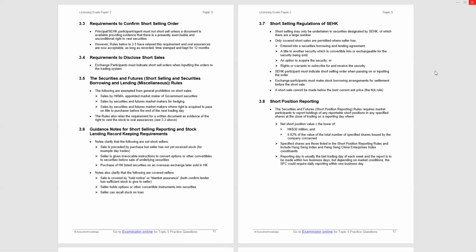But please be aware it has to be an American style call option, not a European style, because the European style call option can only be exercised at the end of the life of the option. No, it has to be presently exercisable. And rights or warrants to subscribe for and receive the security. Section 3.8 points out that at certain levels, financial criteria, brokers will have to report the short positions they hold, and read the detail that we have there.